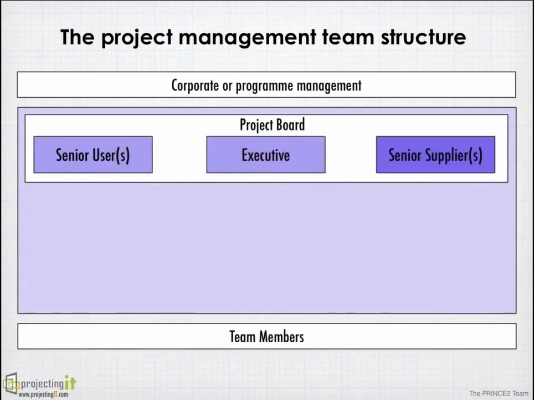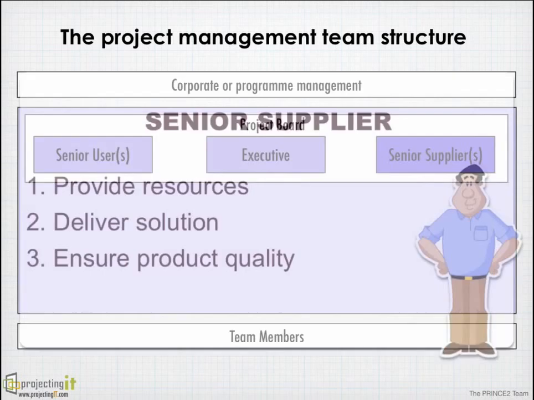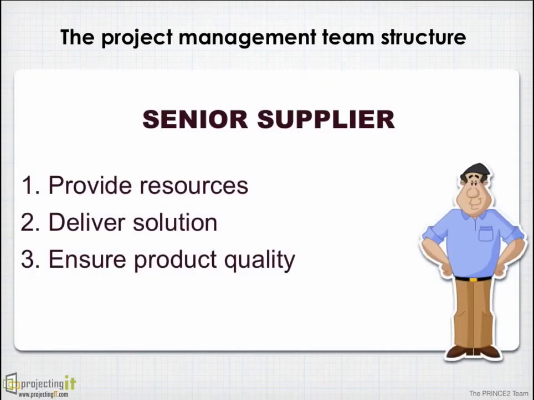And then we have the senior supplier. The senior supplier basically can come from internal or external to the organization. The senior supplier represents the interest of those who deliver the products of the project. The senior supplier is responsible for providing the necessary resources, skills, equipment, and materials as required by the project. So if I have to implement a CRM system, I will require hardware. So those who provide hardware are my suppliers.